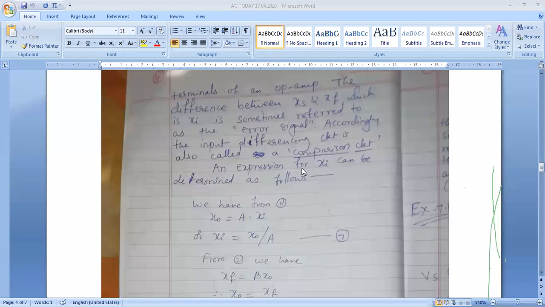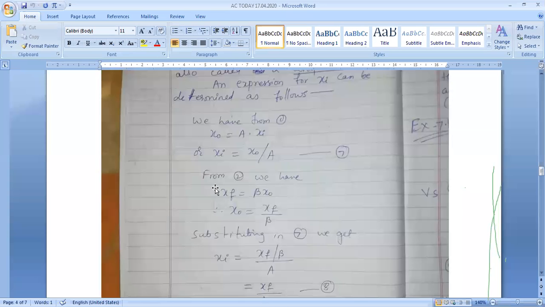Now here we are deriving an expression for Xi, correct? So we know that X naught equal to A into Xi. That is, X naught, the output quantity, is equal to the open loop gain times the difference signal Xi, or Xi is equal to X naught divided by A. Now from equation 2, we know that the feedback signal XF is equal to beta into X naught, therefore X naught equal to XF divided by beta.